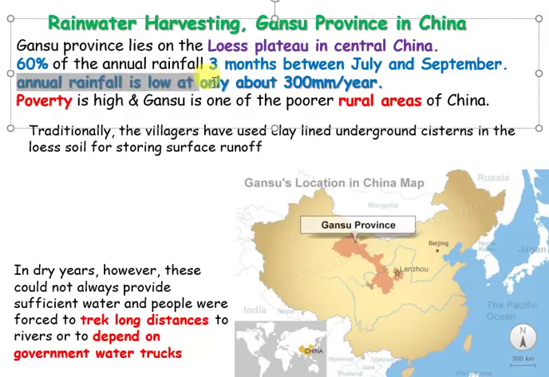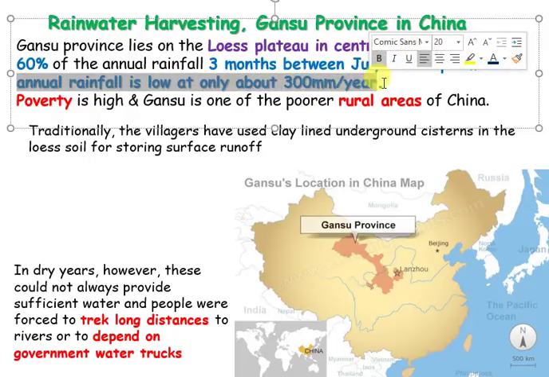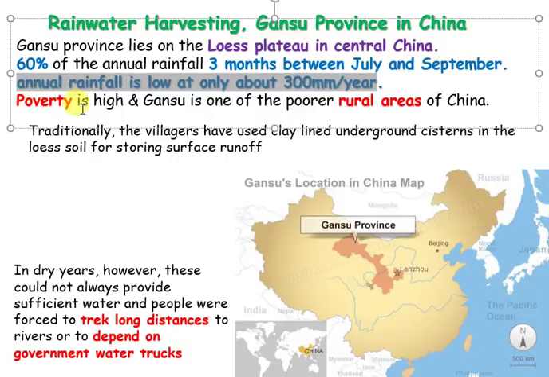And annual rainfall levels anyway are really low. So, yeah, and it's one of the poorer rural areas of China. No cities are nearby, all right? It's not like Beijing, the really huge urban centres. You're in the sticks, you're in a rural area. Poverty is really high.